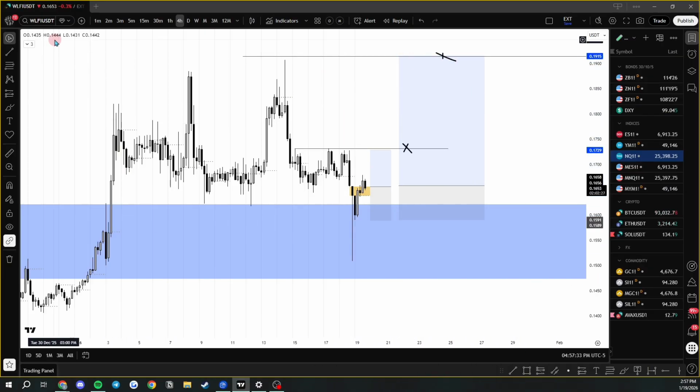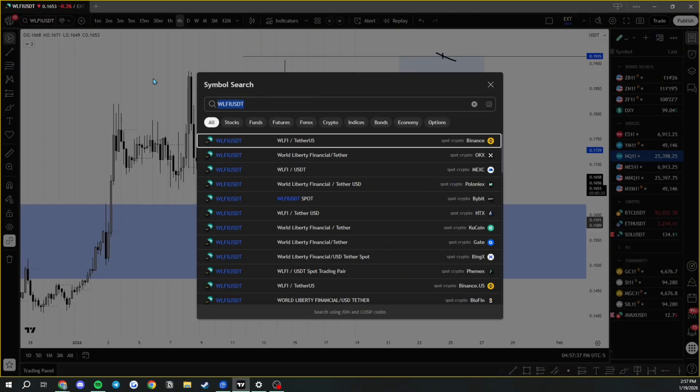Okay, so that's what I'm thinking on World Liberty 5. That's a good chart. That's a good call out. I have not traded this at all.